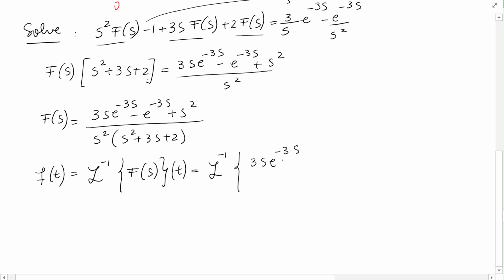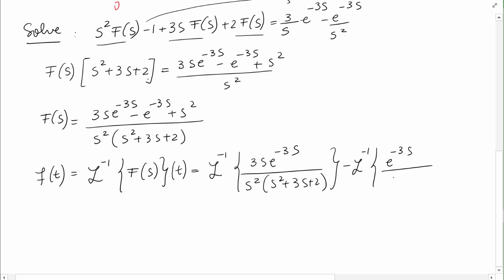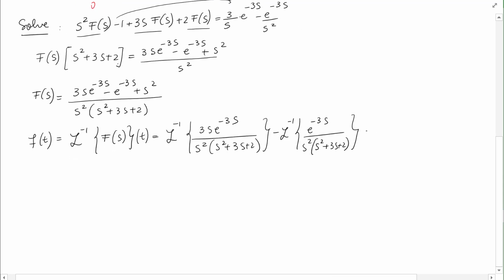3s e to negative 3s over s squared times s squared plus 3s plus 2. I'm going to separate it into 3 terms: minus the inverse Laplace transform of e to negative 3s over s squared times s squared plus 3s plus 2, plus the inverse Laplace transform of s squared over s squared times s squared plus 3s plus 2. So we don't need all these, right? I can cancel this s with this one and this s squared, and I get 1 at the top here.